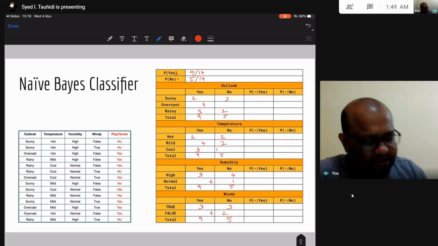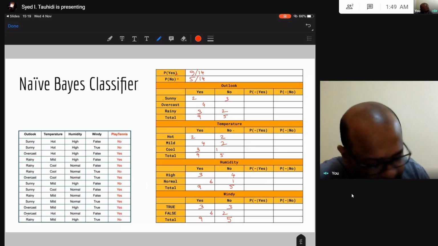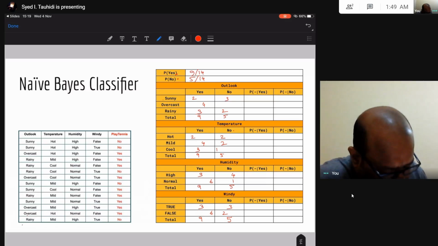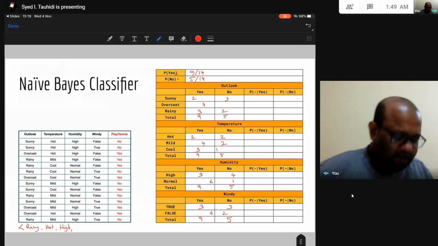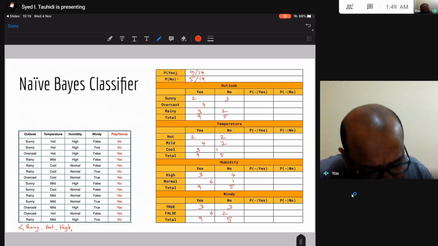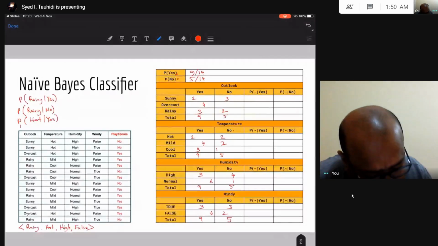Now here is the question. I am trying to find, my unknown data set was rainy, hot, high, and false. Alright, this was my unknown data set, and I have to find things like what is the probability of raining given yes, what is the probability of raining given no, right, what is the probability of hot temperature given yes, probability of hot given no.